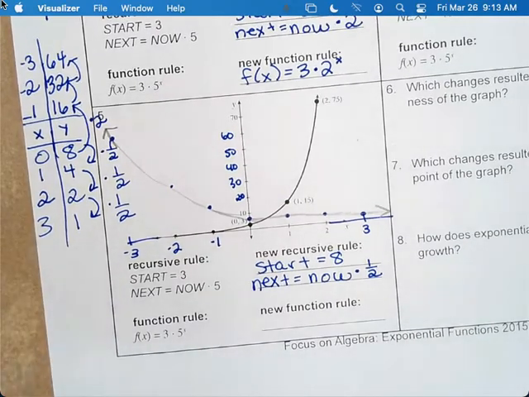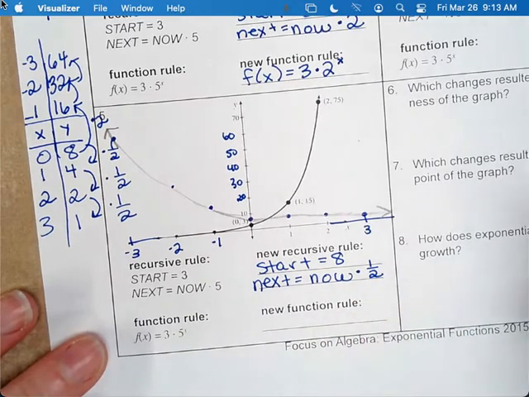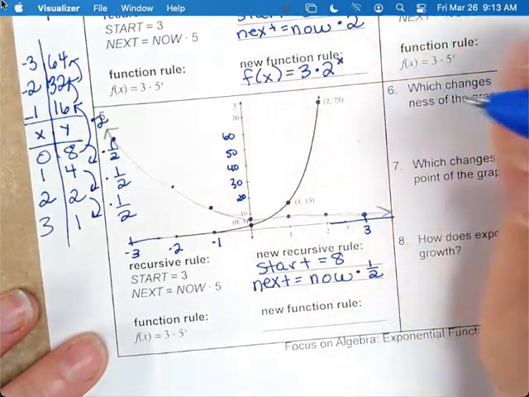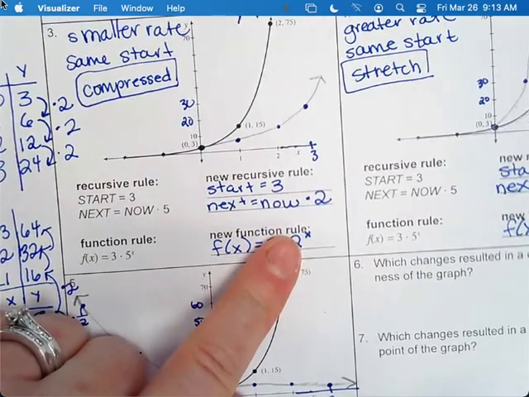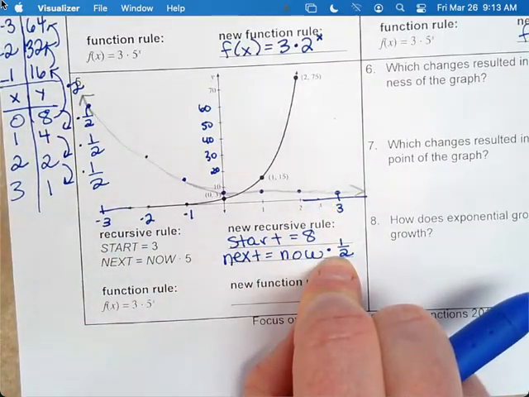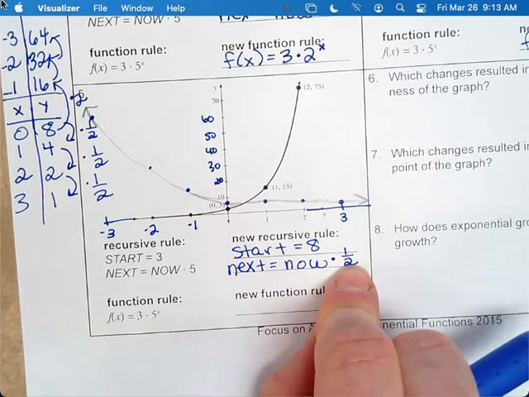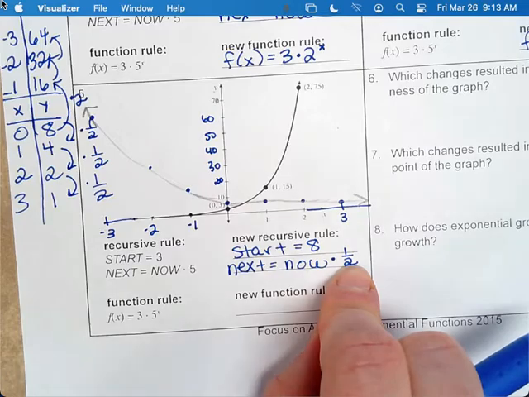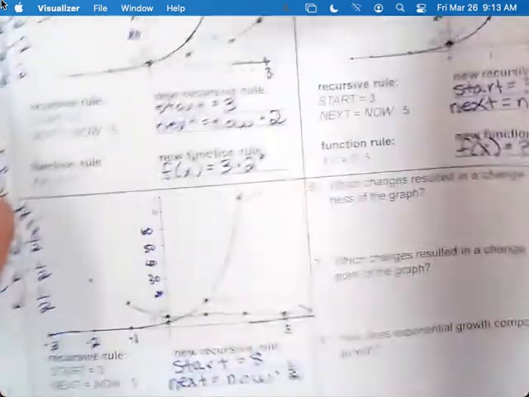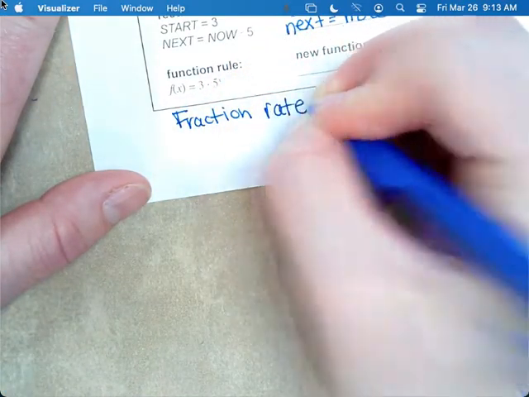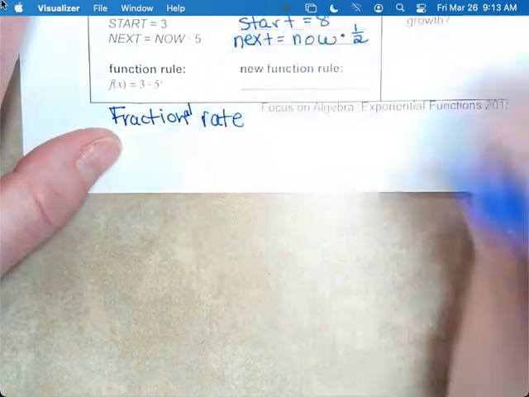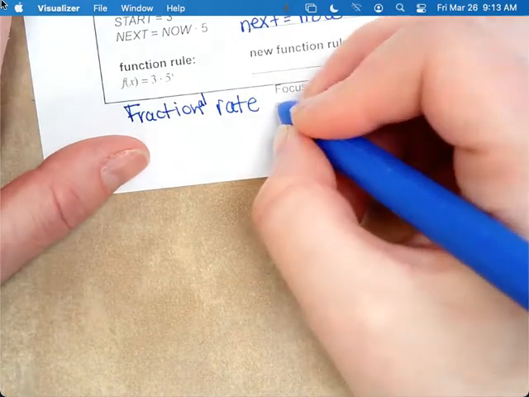Okay, we changed both of them, right? So it was half. So what can I say about the rate? Smaller, but this one was smaller, right? But it still increased. So how do we make it where it's decreasing? What kind of number is that? A fraction. So a number that is smaller than 1. So I'm going to put down here fractional rate smaller than 1.